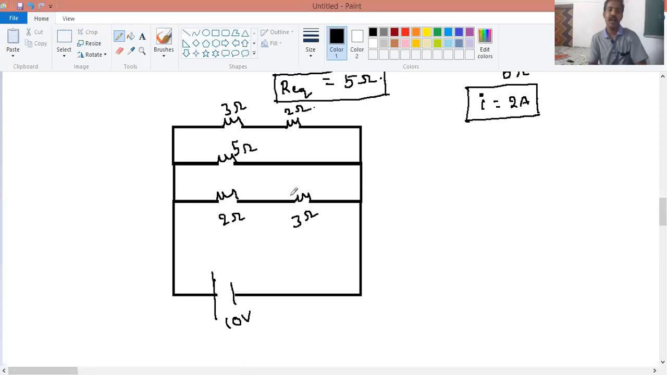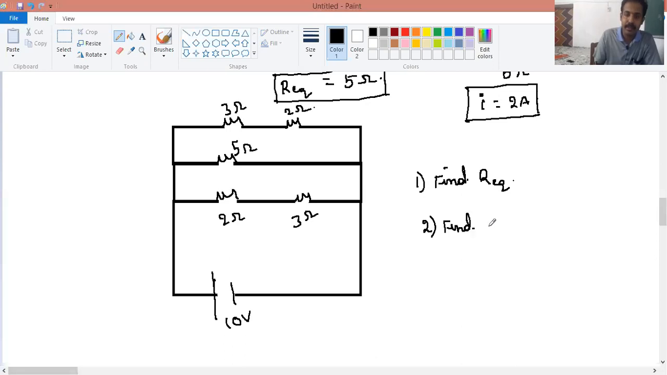So what is R? The question is to find R equivalent. The second question is to find I in the circuit. So what is R equivalent?